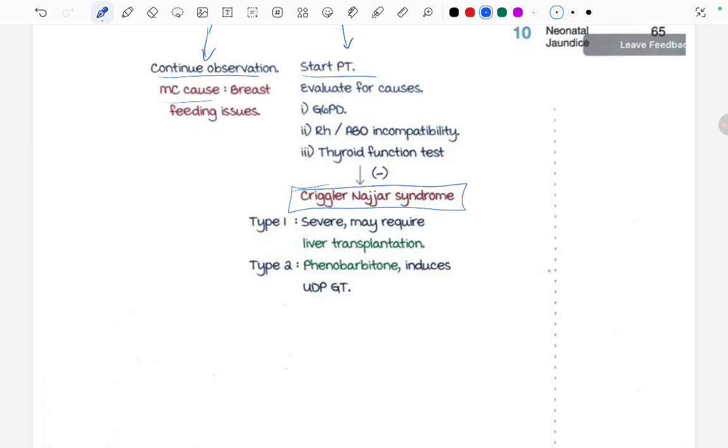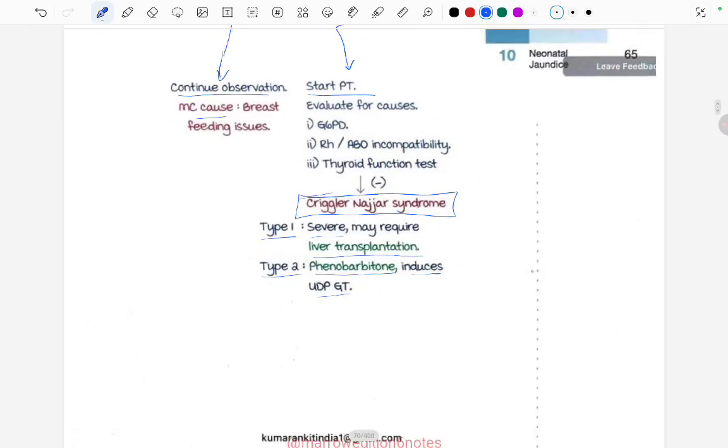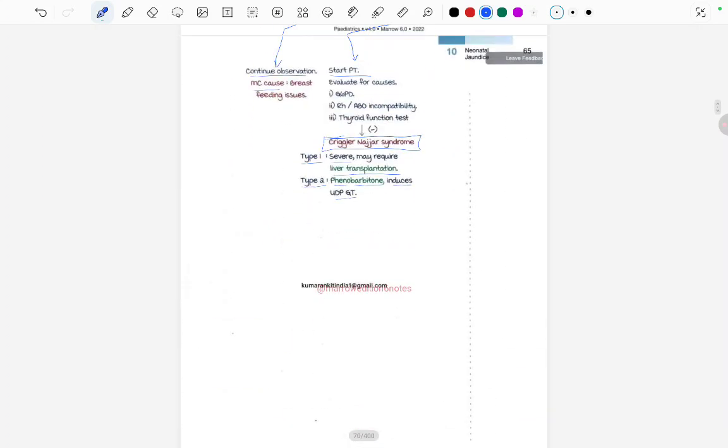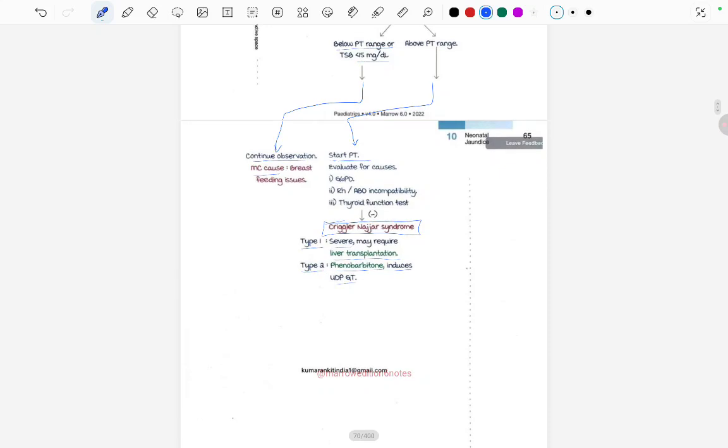We saw, right, type 1 is more severe because there is absence of the enzyme and it may require liver transplantation. Type 2 is in which the less enzyme is present, decreased levels of enzymes are present, and phenobarbital can be used in type 2 because it induces this UDP-GT. So this is all about this neonatal jaundice. Thank you.